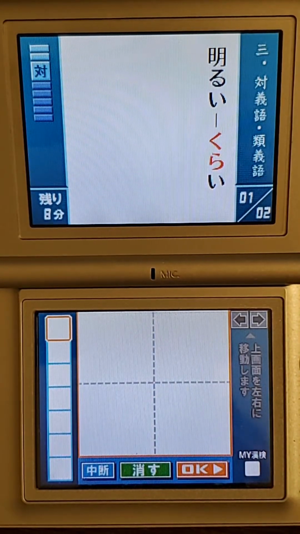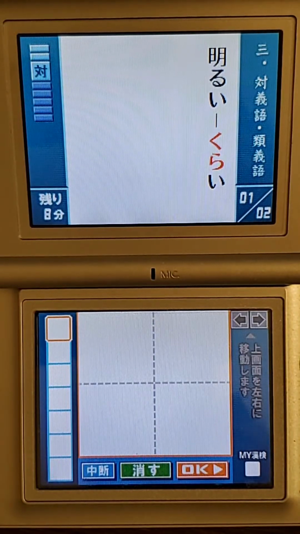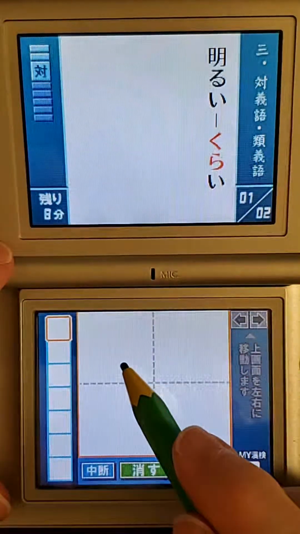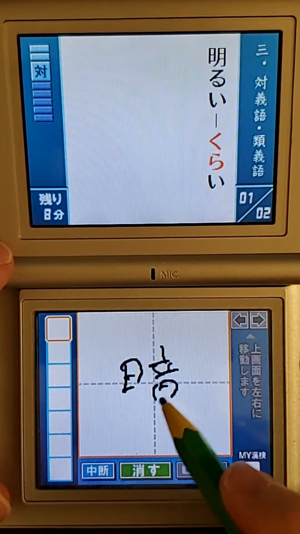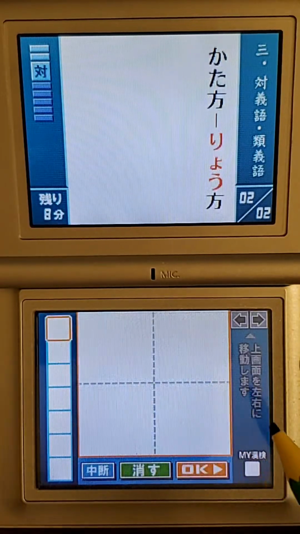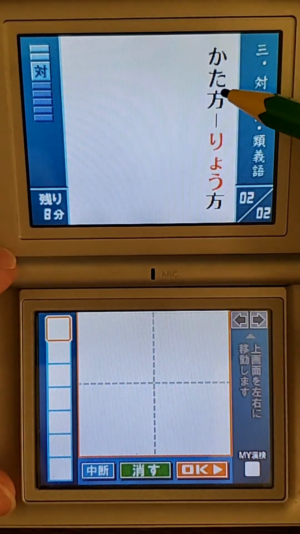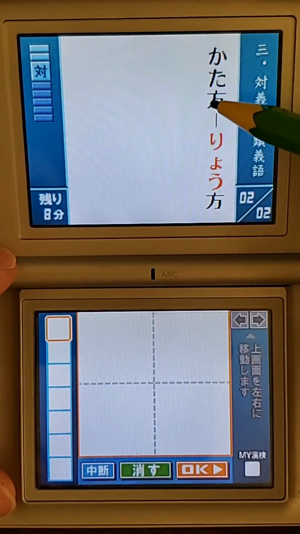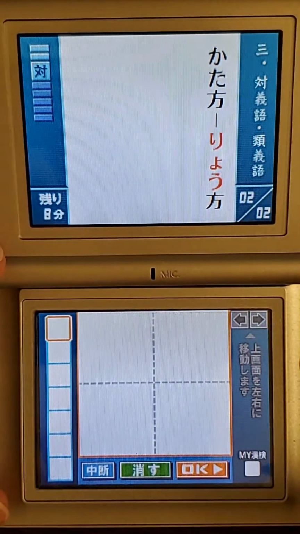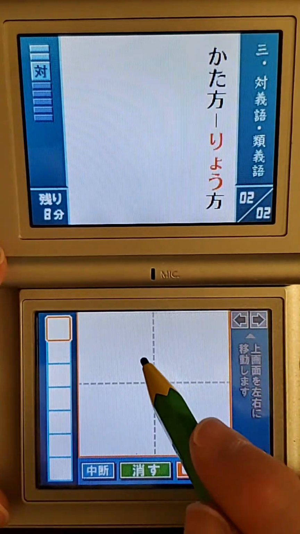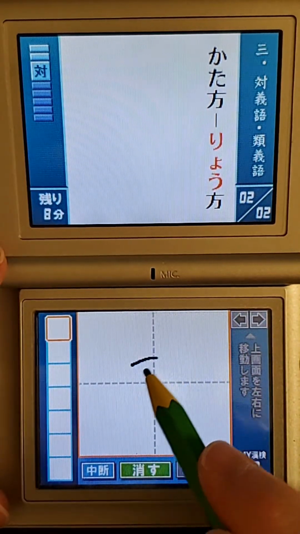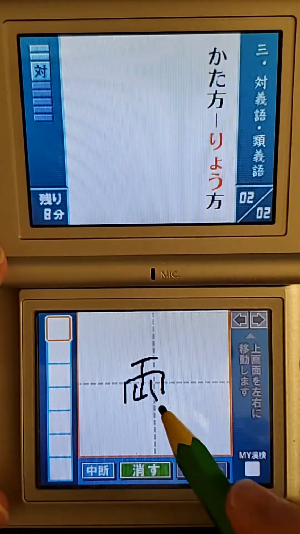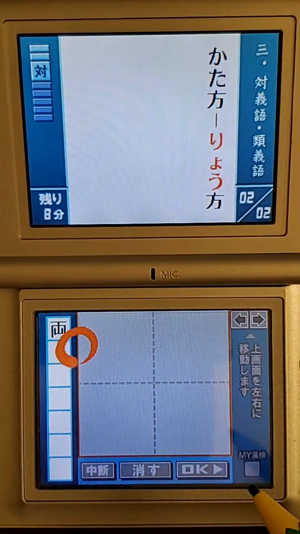IA-san, 私、普通に漢字読めます。書けます。日本人は普通のことです。そうですね。IA さんは日本人ですか？明るい、暗い。Kata ho and ryoho. So kata ho is like one part of the pair, and ryoho is both in the pair. So ryoho. It's like I always mess this up. Didn't look pretty, but we got there.